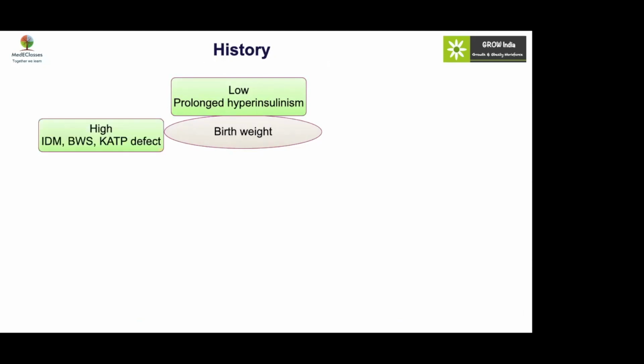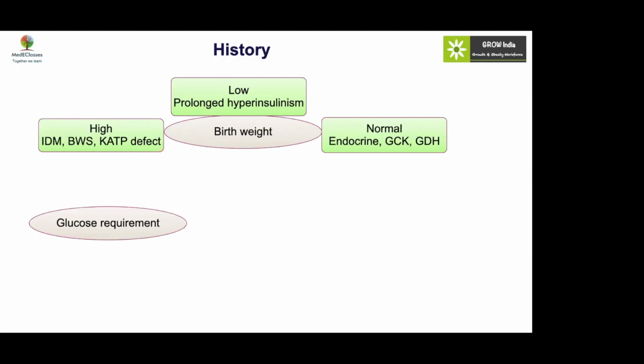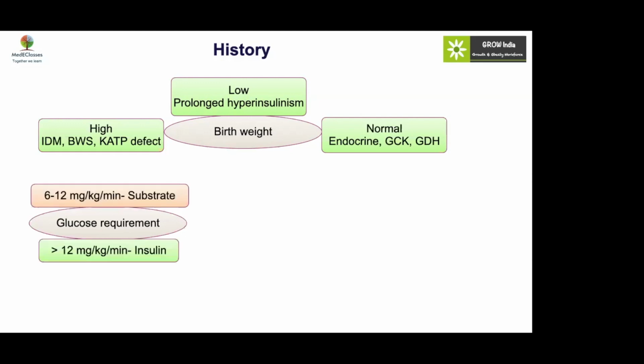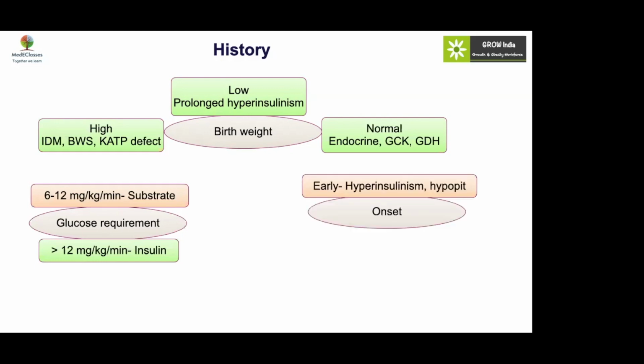If the birth weight is high, you are dealing with macrosomic conditions like infant of diabetic mother, Beckwith-Wiedemann syndrome, potassium channel defects. If the birth weight is normal, think of an endocrine cause or milder forms of hyperinsulinism. If your glucose requirement is high, think of insulin excess. If it is low, think of a substrate problem. If the onset is very early, this could be hyperinsulinism or MPHD. If it's post-meal, think of galactosemia or organic acidemia.